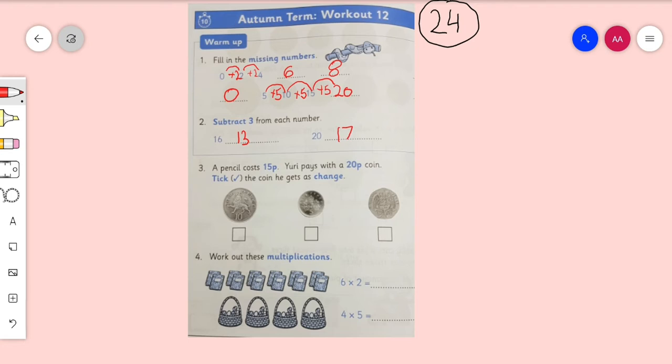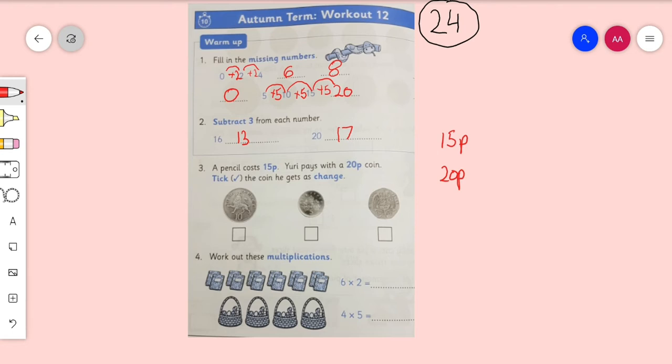It says a pencil costs 15p. Yuri pays with a 20p coin. Take the coin he gets as change. Let's make an equation here. A pencil costs 15p. Okay, you can write 15p here. He paid with a 20p coin. 20p might be important. Take the coin he gets as change.